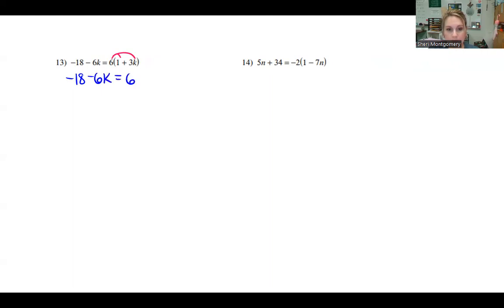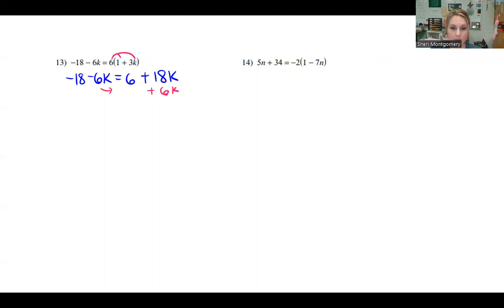6 times 1 is 6. 6 times 3 is 18. Okay. Now we have k's on both sides. So we have negative 6k and we have 18k. You have to figure out which one's bigger. Well, 18 is bigger than negative 6. So let's bring that one over to be over here. So we'll bring over, and so we will end up adding 6k.